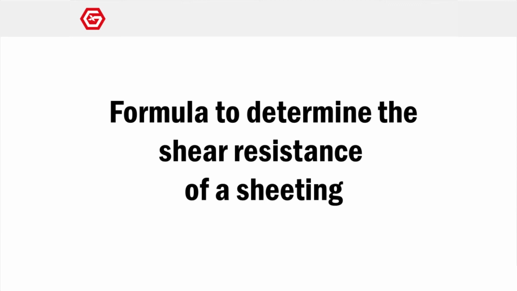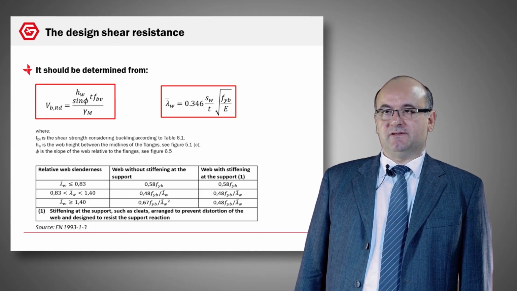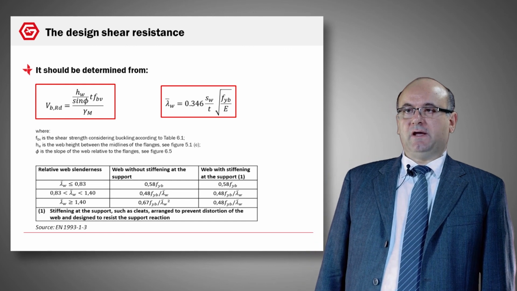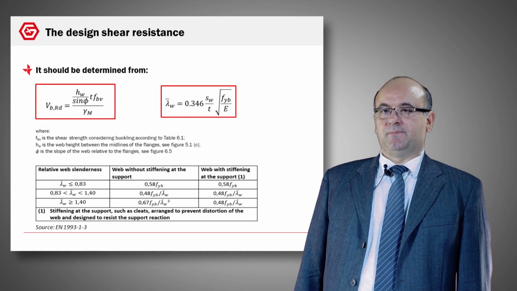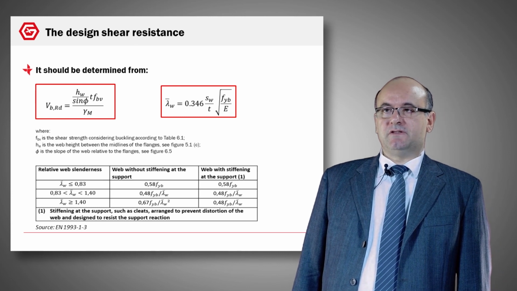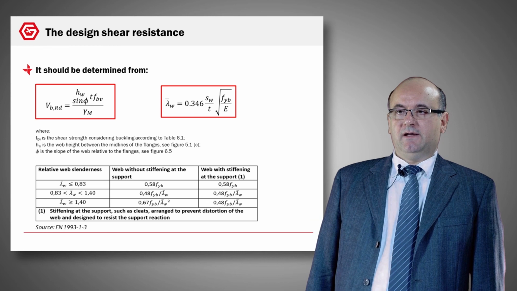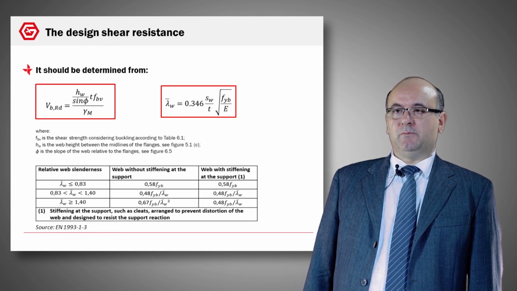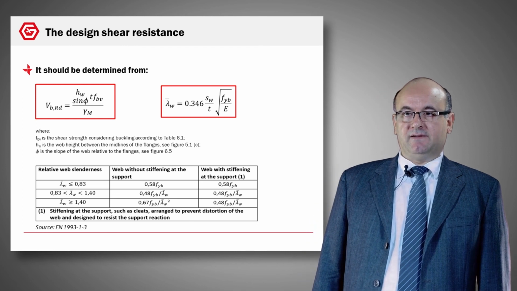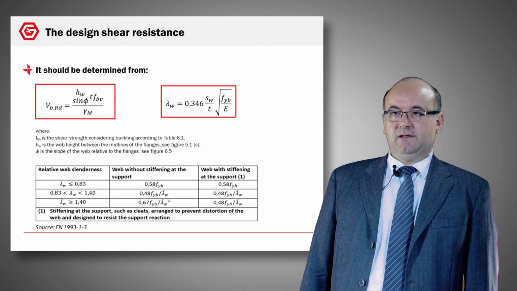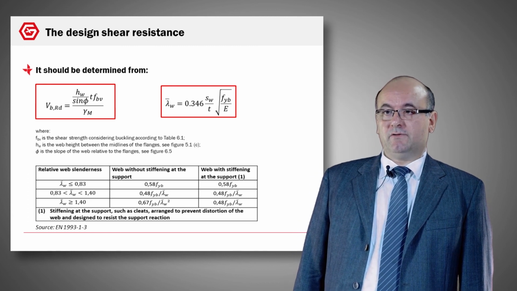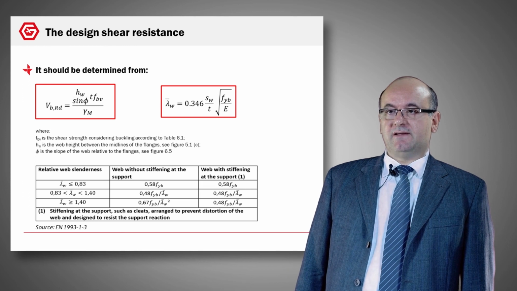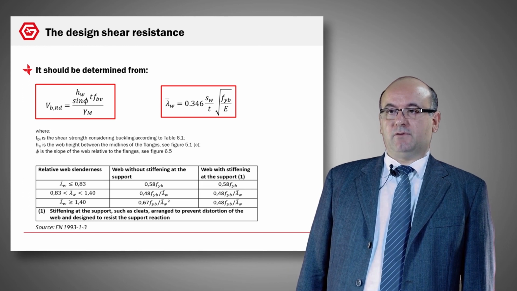Now we are going to study the formula to determine the shear resistance of a sheeting. First, we have to calculate the slenderness lambda bar W, and the formula is given here. After, in function of this value, we go in the table below and we find which value we must take for the stress FBV. For example, if lambda bar W is inferior to 0.83, and if we are in the case of a web without stiffening at the support, in this case FBV takes the value of 0.58 FYB.